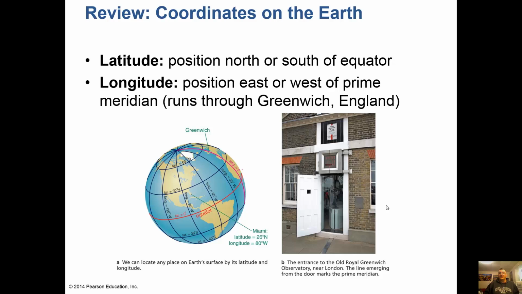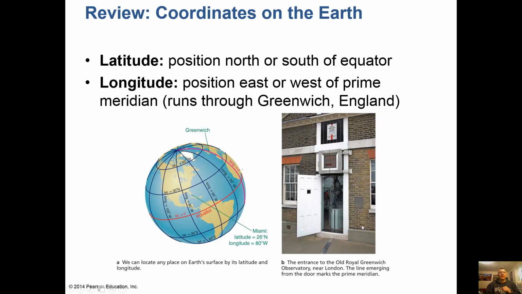Now, on the Earth, we have latitude and longitude. Latitude is the position north or south of the equator, and I said we're about 37 degrees north latitude. Longitude is the position east or west of what we call the prime meridian, which runs through Greenwich, England. It actually goes through the Old Royal Greenwich Observatory, which is near London, and it marks the prime meridian.